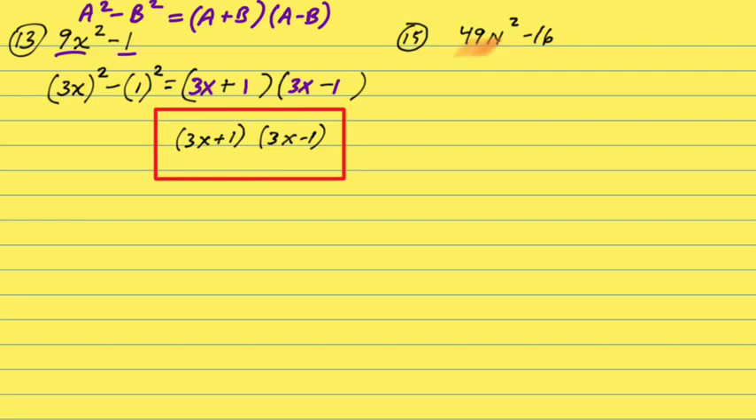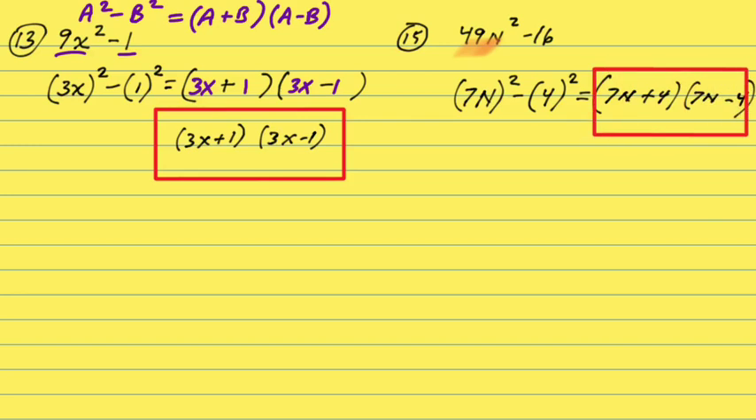Are these perfect squares? What squared gives you 49? Could that be 7n quantity squared? 16, could that be 4 squared? So you're going to have 7n plus 4 and 7n minus 4. Again, the difference of squares. What I'm doing is using this formula up top here.